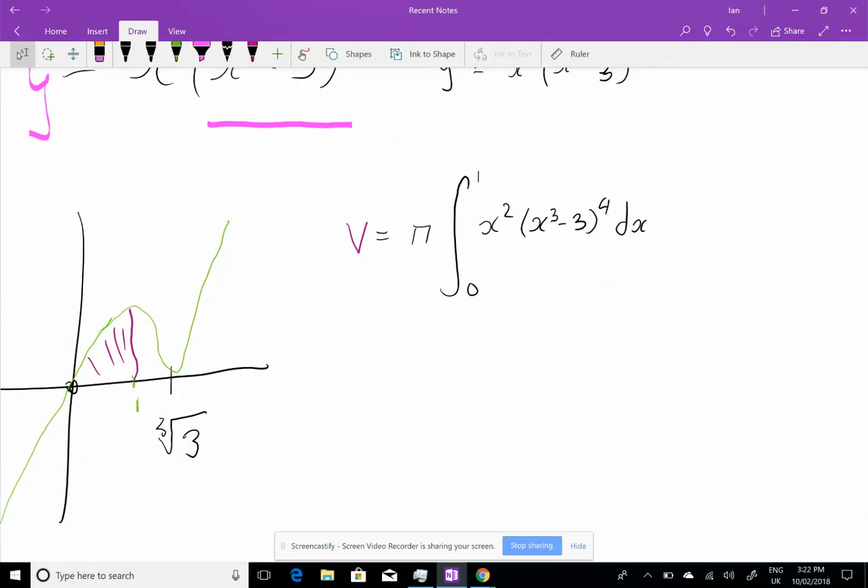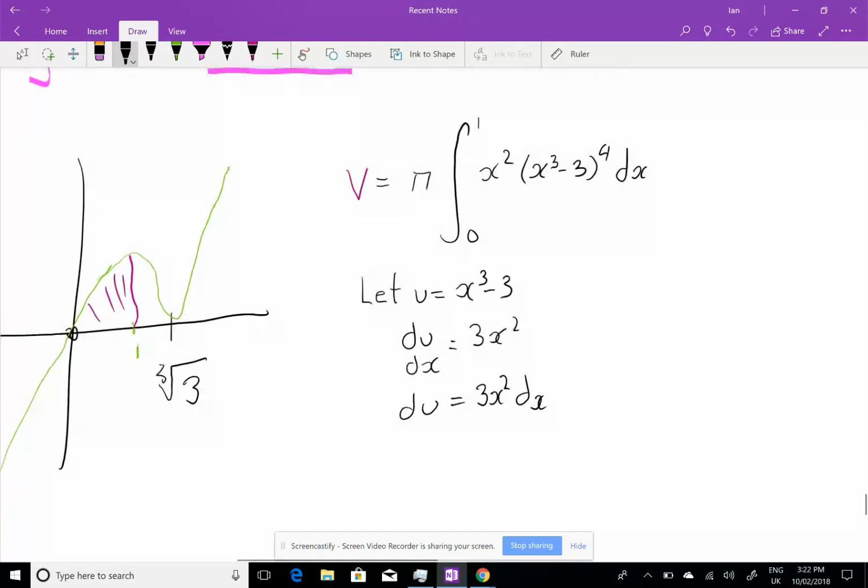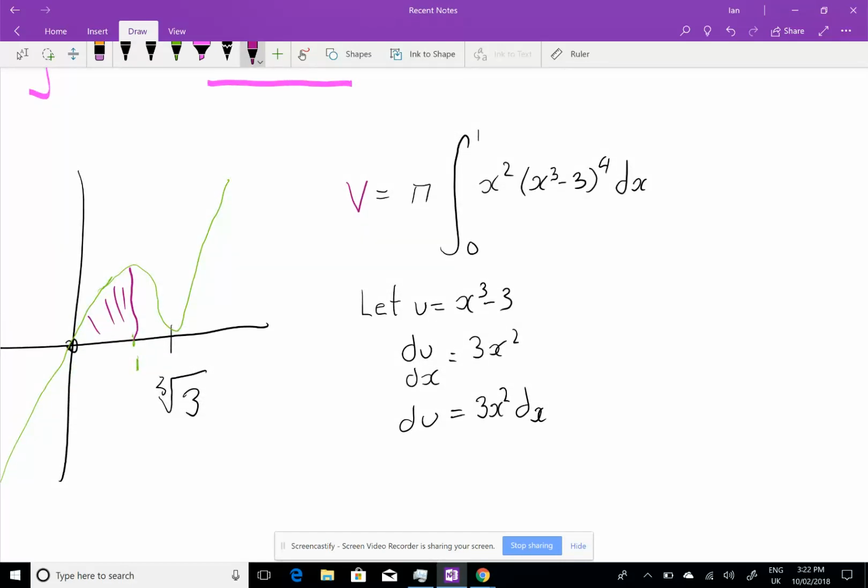Righto. So what are we going to let u equal? Well, obviously what's inside that parenthesis. So let u equal x cubed minus 3. So du dx equals 3x squared. Therefore du equals 3x squared dx, which is what I go with. But for the people who are doing it, they're going to write du on 3x squared equals dx, and they're going to sub that in.